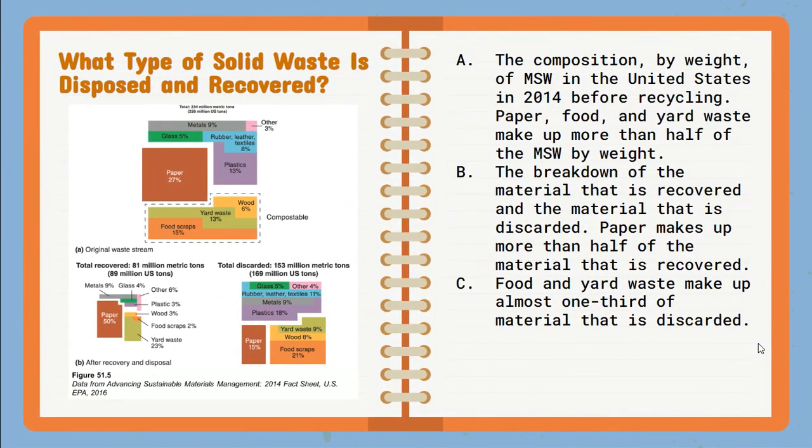Now, what type of solid waste is disposed of and what type of solid waste can actually be recovered? Well, when we look at the composition by weight of the municipal solid waste, especially in the United States prior to any recycling happening, a lot of the waste that's generated can come from around three things. That'd be paper, food, and yard waste. The breakdown of those materials and recovering of those materials, such as like paper, can actually wind up being recycled. It can be recovered. Food and yard waste, however, is usually going to be discarded in a landfill, unfortunately.